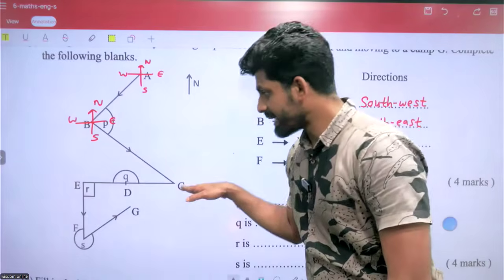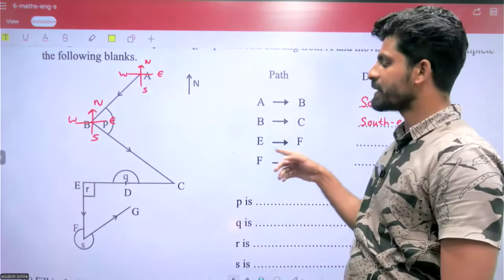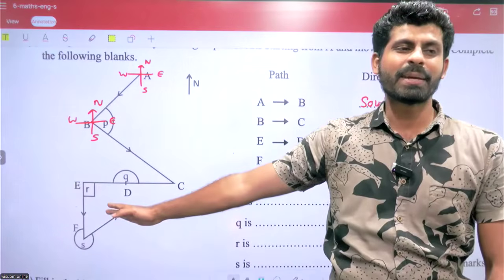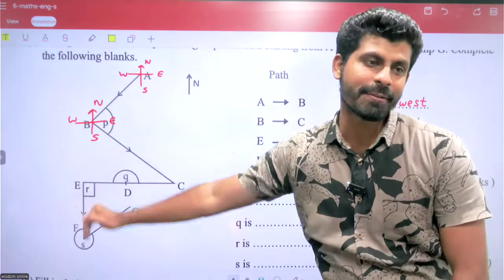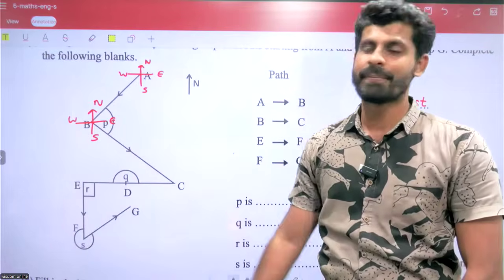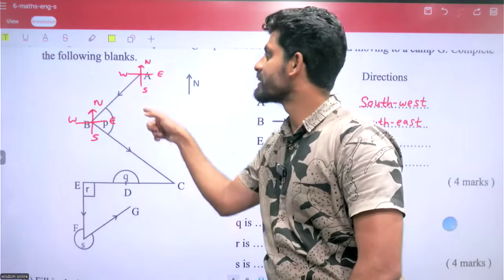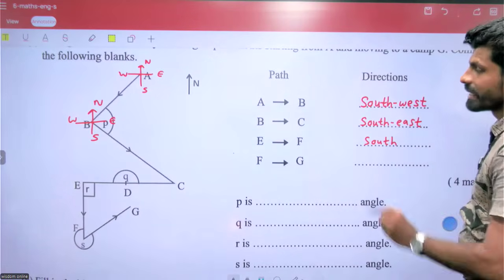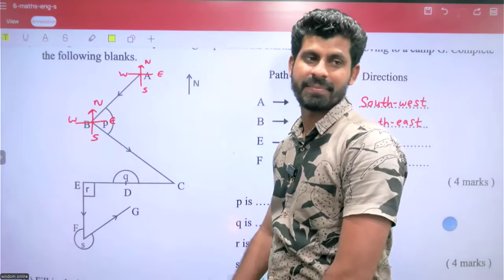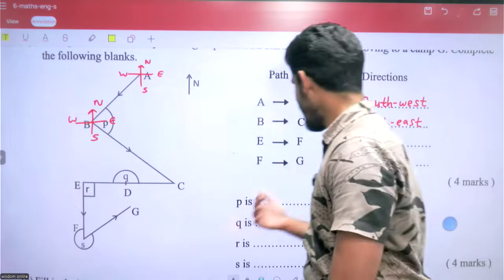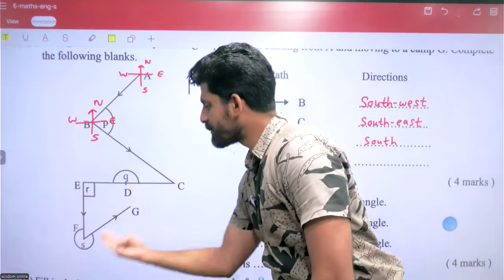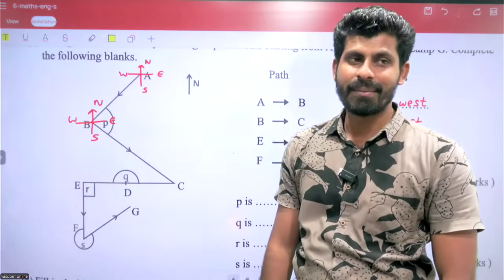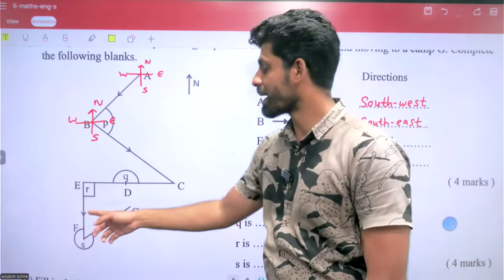Southeast. E to F. Look at this one, very easy. E to F, south. E to F, south. Right? F to G. This one, F to G. Right? F to G.